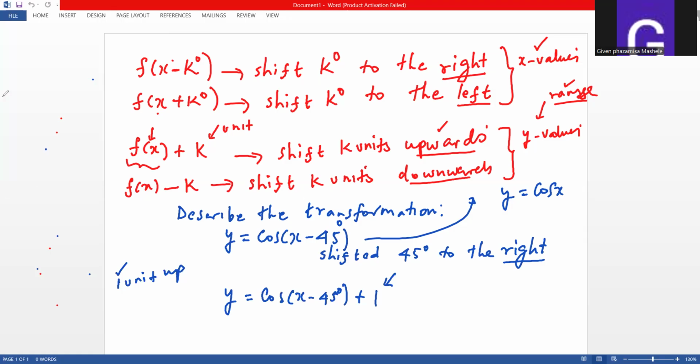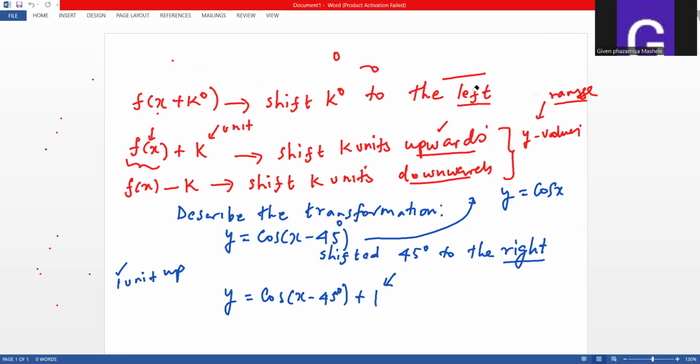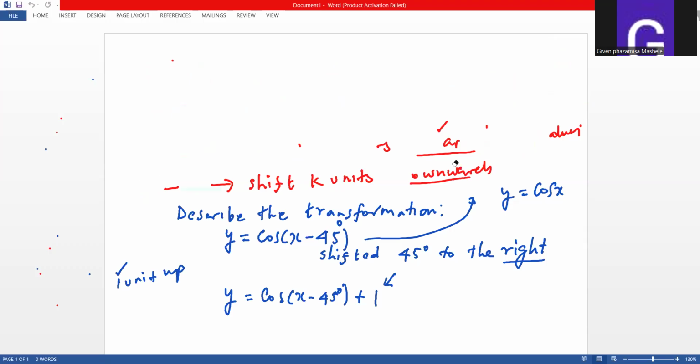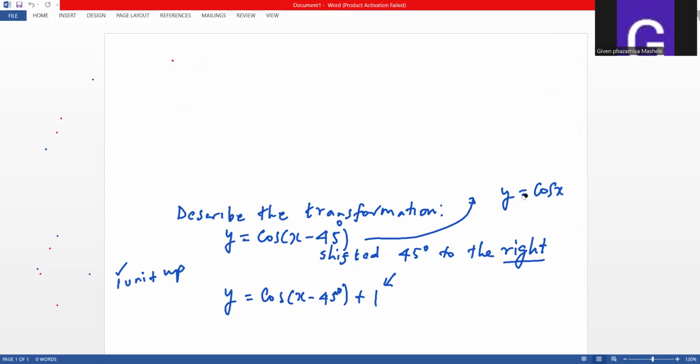Without wasting time, ladies and gentlemen, let's move on to the issue of reflection before we start looking at the questions. This is one of the most important things you need to know when dealing with functions and graphs. Remember, practice makes perfect.